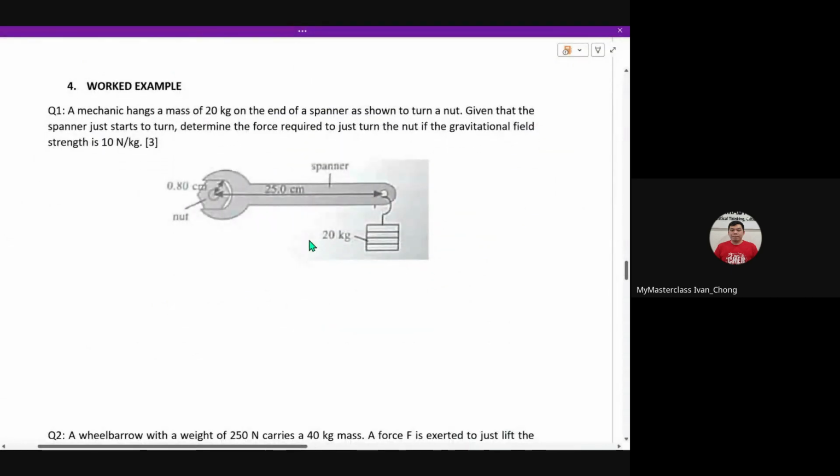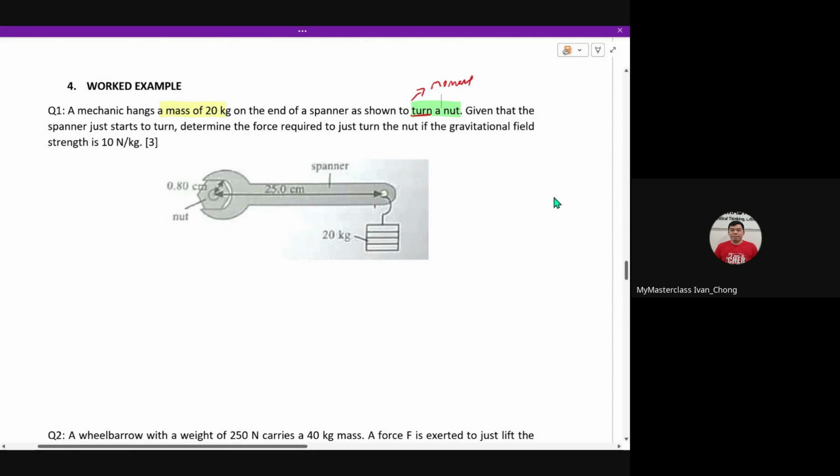Now, work example over here. So you can see over here, number one, I have a mass, 20 kg, and you want to turn the nut. Because you want to turn the nut, the word turn, it must be moment already. So this is me trying to tell you this is not force, because a lot of students see mass, oh, for mass, it must be force already. F equals ma. No, it's not.